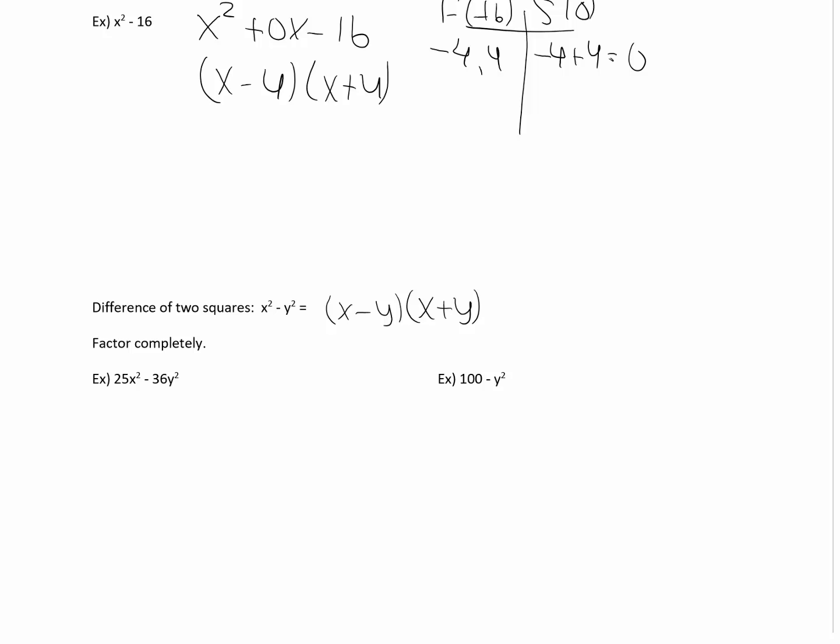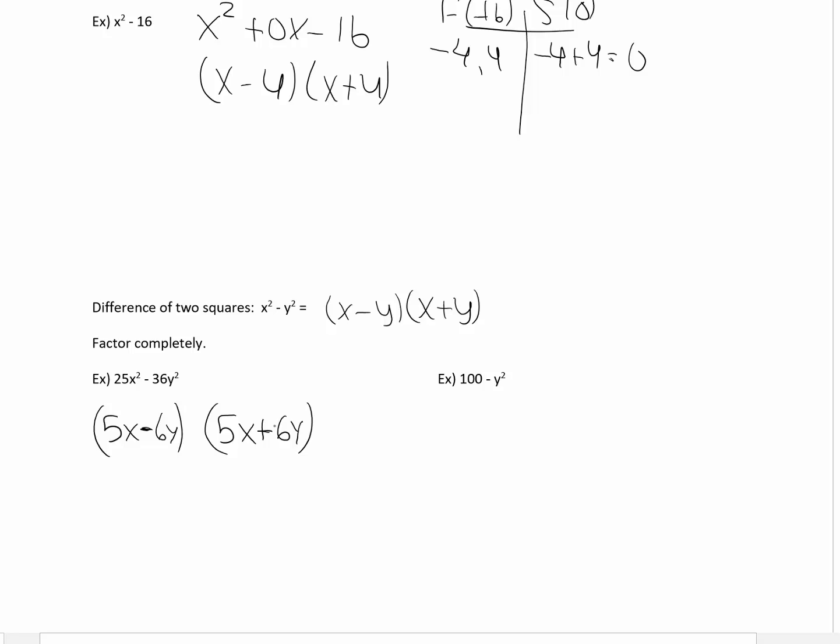So we want to factor completely. First thing we want to do, is there a greatest common factor I can take out of both of these terms other than 1? In this case, no. Second question, how many terms? There are 2. Can I take the square root of both terms nicely? And the answer to that is yes also. So I'll write the square root of 25x squared is 5x and 5x. The square root of 36y squared, that's 6y and 6y. So this is a difference of 2 squares. So one's negative and the other one is positive.